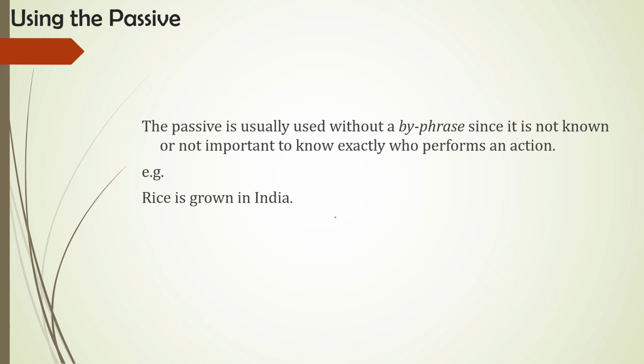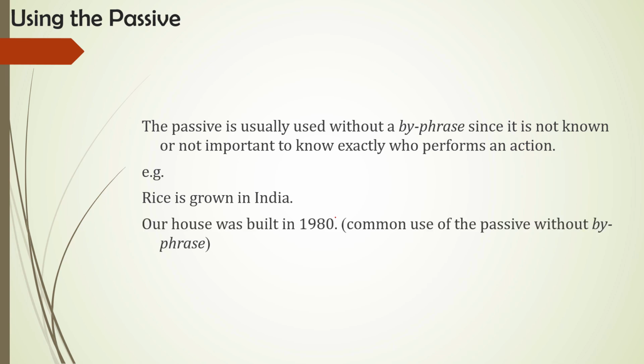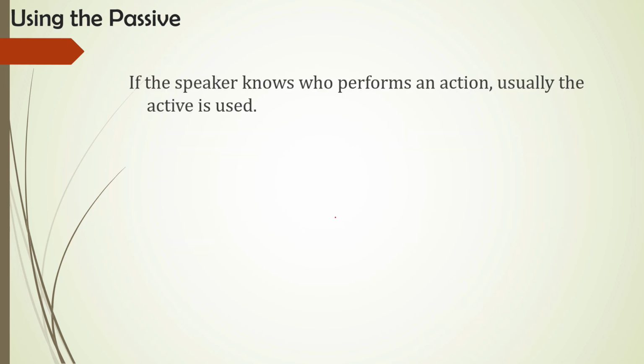Like rice is grown in India. In this sentence, by phrase or by agent is dropped because it is not important to know. Second one, our house was built in 1980. Common use of the passive without by phrase because it is not necessary to mention, so by phrase is dropped. Or perhaps we do not know who performs an action, so by phrase is not mentioned.